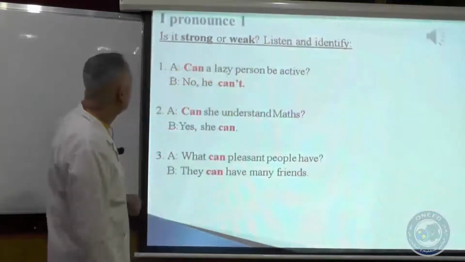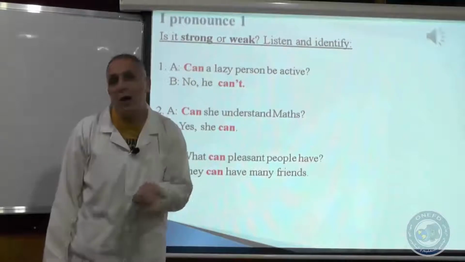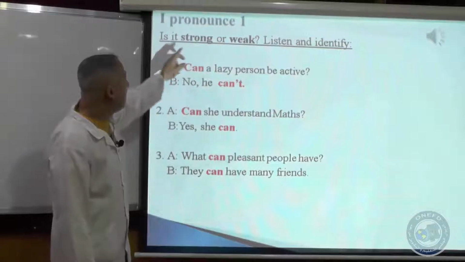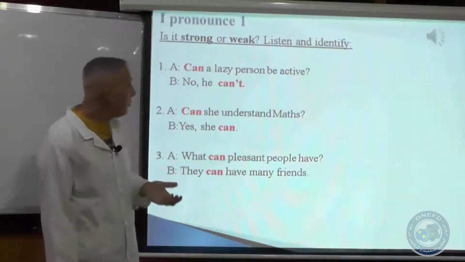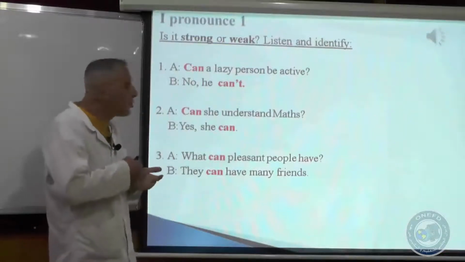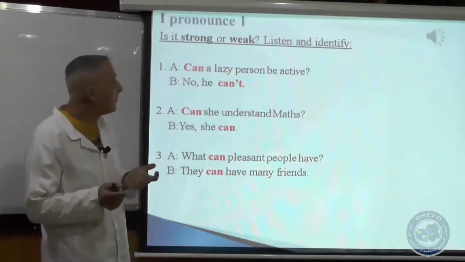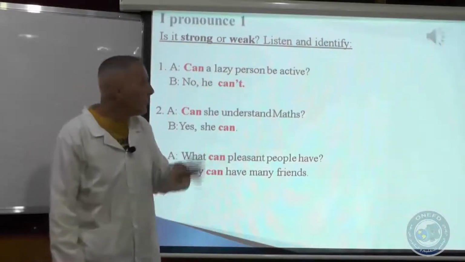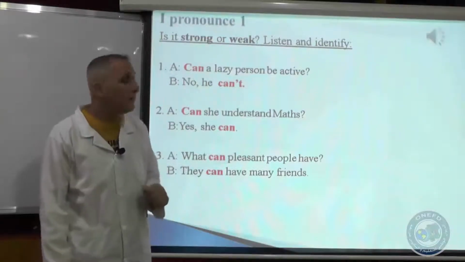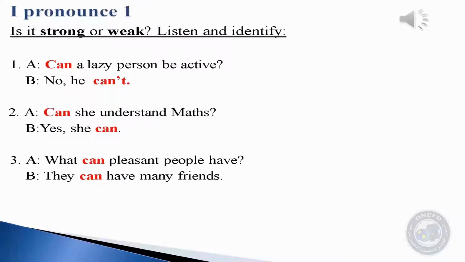Alright? Now we're going to see how to pronounce can and can't. The instruction is, is it strong or weak? When you pronounce can, do we pronounce it with stress or not? You are going to listen to a recording and identify the sound. Let's start. Script 1.6. Is it strong or weak? Listen and identify the sound of the modal verb can.